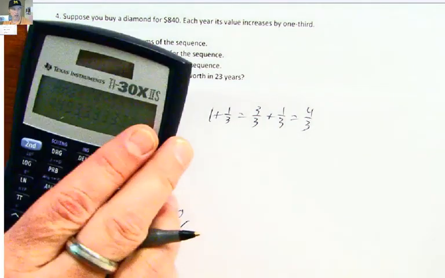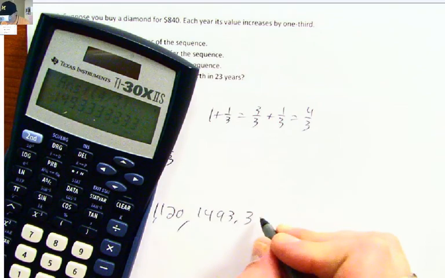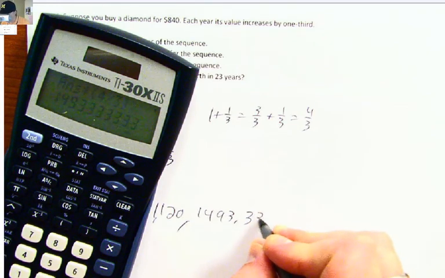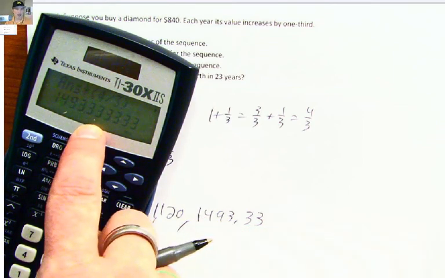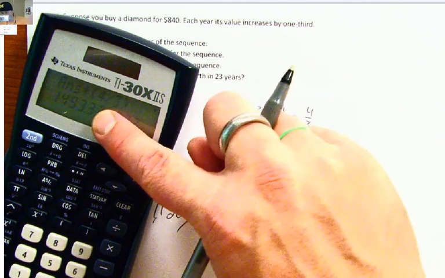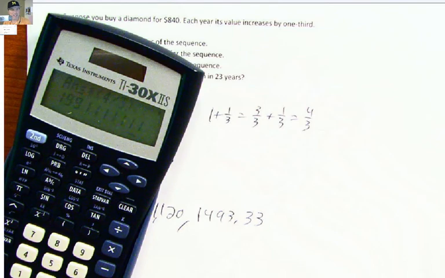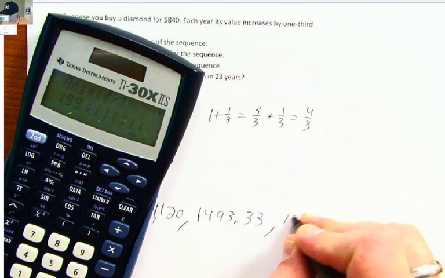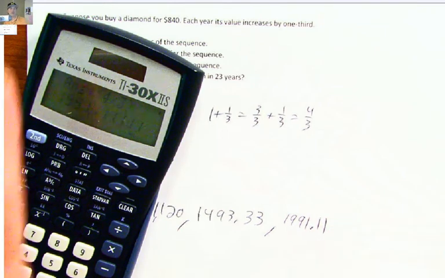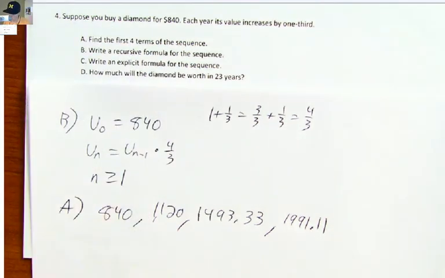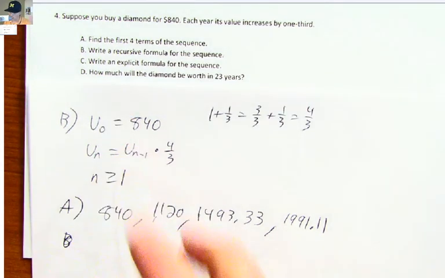Then 1493.33. And we're talking money, so I'm not going to keep it exact. I'm going to keep it to 2 decimal spots. Now notice that when I do my next multiplier, I don't use the 0.33. I continue to use the entire decimal to keep that answer as accurate as possible. And I got 1991.11. And you can go 2 decimal spots because we're talking money here, American money. That was part A, and I've already done part B.